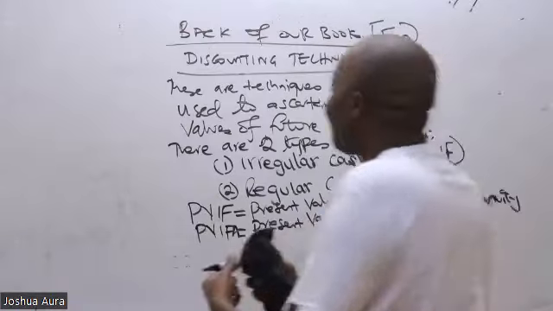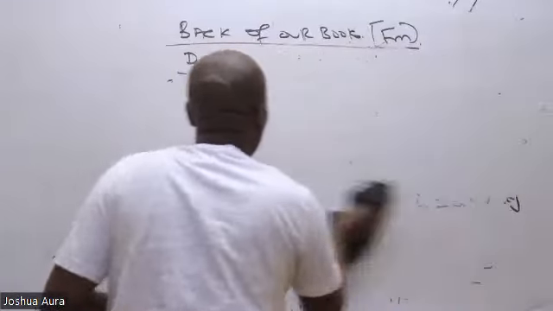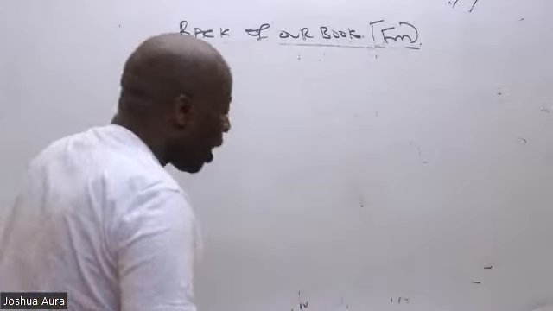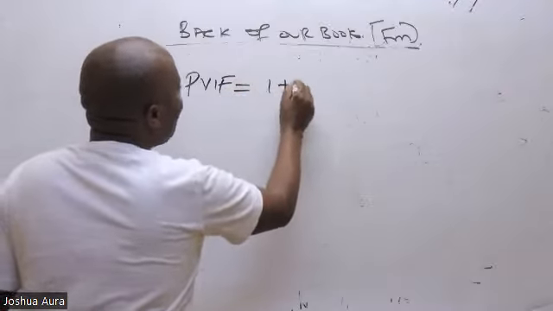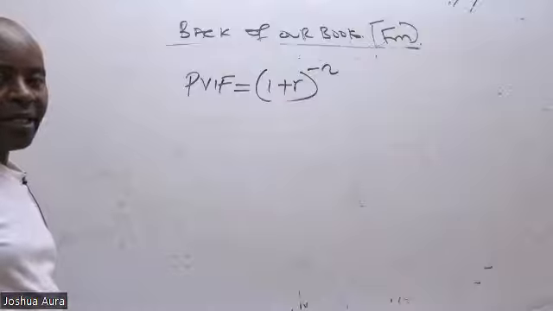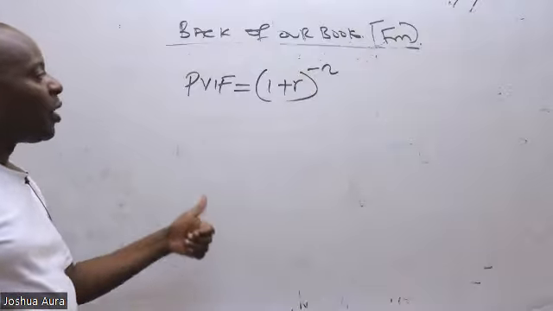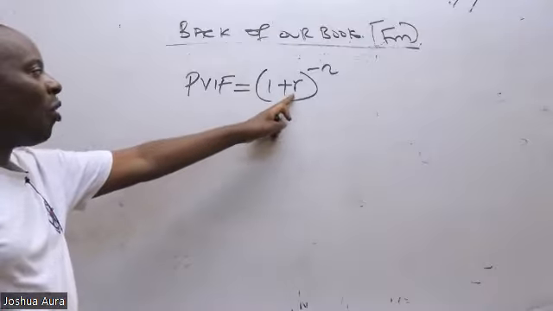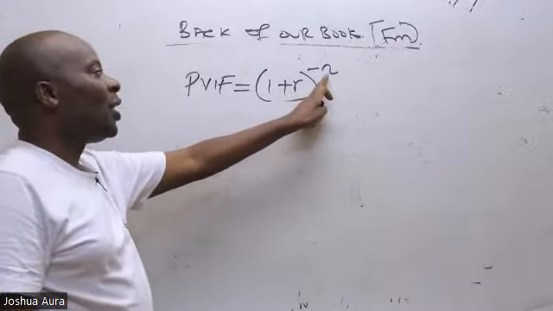Ladies and gentlemen, when we talk of PVIF, this PVIF that we have been told what it stands for in full, I'm supposed to remember very fast that the formula is 1 plus R raised to negative N. Anytime they want us to give them PVIF, it is 1 plus R raised to negative N. This is a very important formula where R is the COC. COC is cost of capital. N is the number of years.